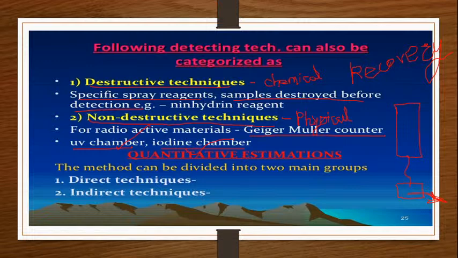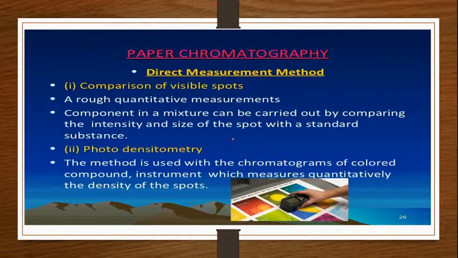Now, for quantitative estimation, you can classify the detection analysis into two techniques, direct techniques and indirect techniques. What exactly is the difference between these direct and indirect techniques? The first one is direct. As the name itself suggests, you are not going to have any chemical modifications, or more specifically, you can easily visualize the spots and go for a quantitative estimation.